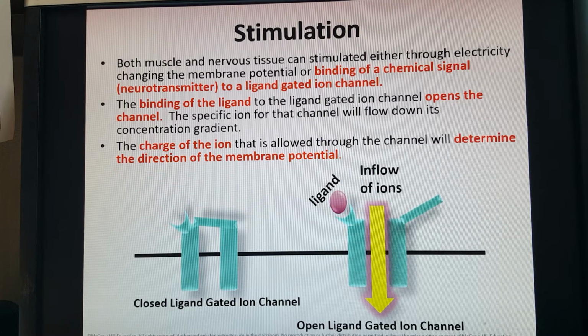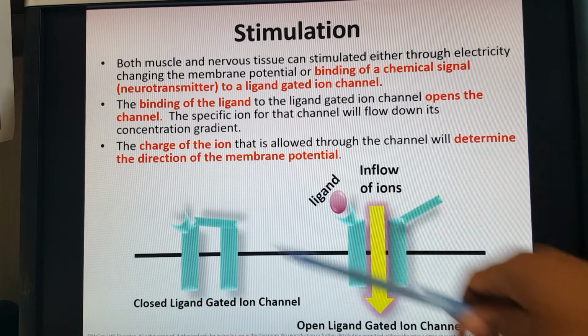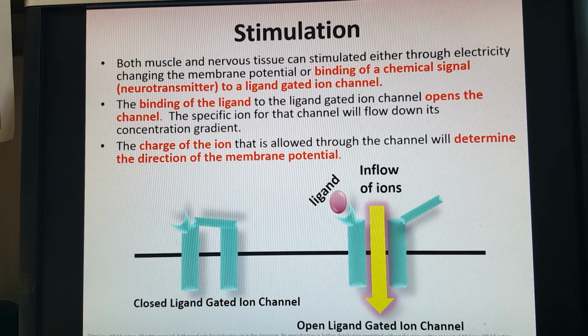You do have some ion channels that are for positively charged ions, such as sodium, and some that are for negatively charged ions, such as chloride. It just depends on the actual channel. Now for muscle, we'll focus just on sodium because that's what we need for our muscle contraction. The charge is going to determine whether the membrane potential becomes less negative and goes towards more positive, or becomes even more negative. So it's either going to go towards the positive or towards the negative.